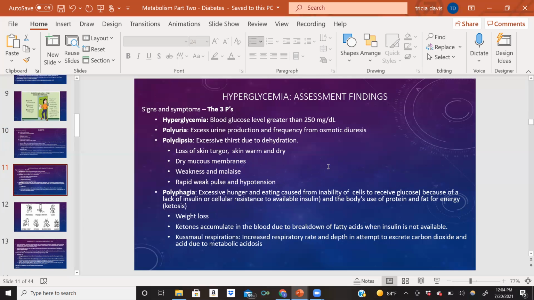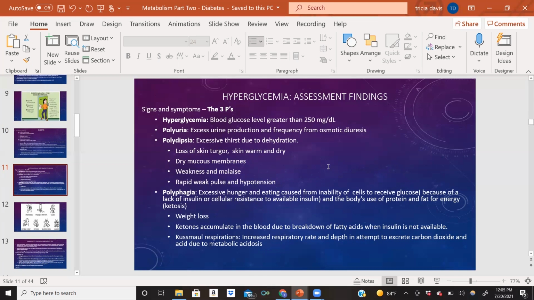These patients are dehydrated, so they're going to have a loss of skin turgor. Their skin is going to be warm and dry. Their mucous membranes are going to be dry. They may complain of weakness or malaise. And remember, if our circulating volume is low, we're going to have a rapid, weak pulse and hypotension because all of that fluid is being pulled into the cells.